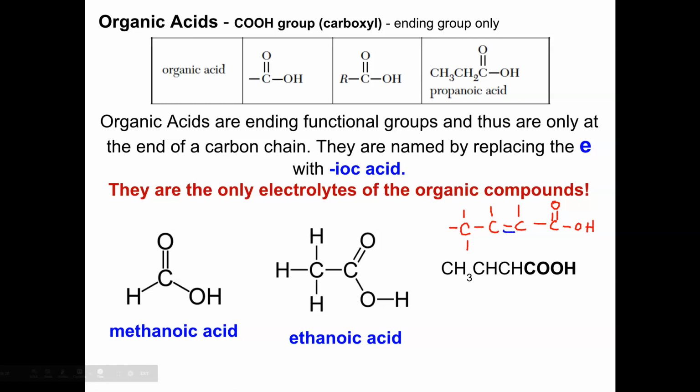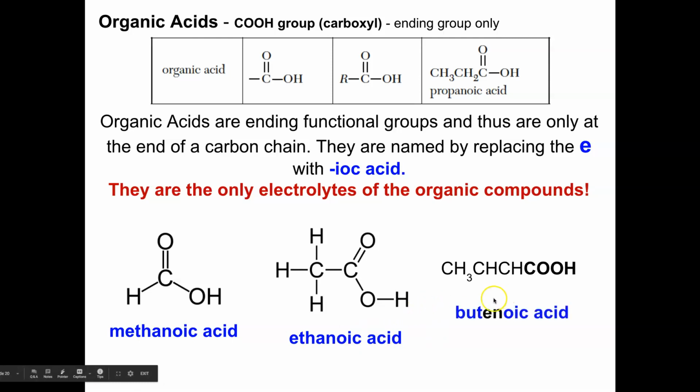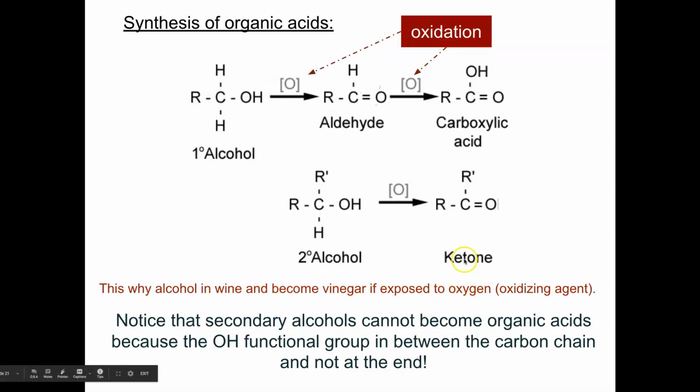Butanoic acid, right? So that's how that works. Okay, so that's going to be butanoic acid because of the double bond that exists here. It's butene, right? All right, beautiful. Okay, now how do we make organic acids?